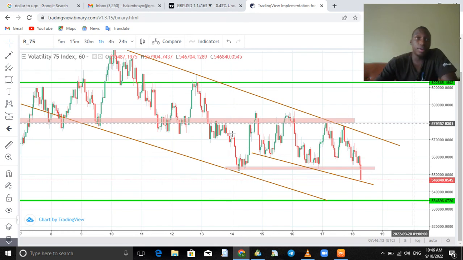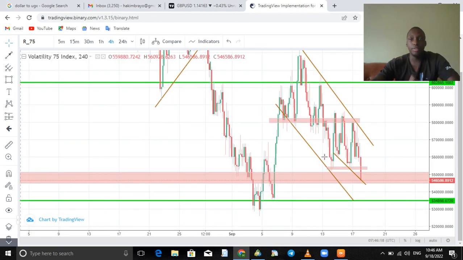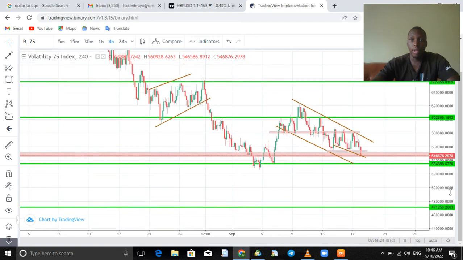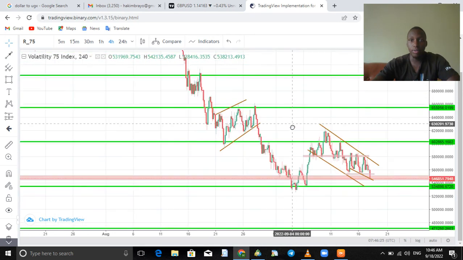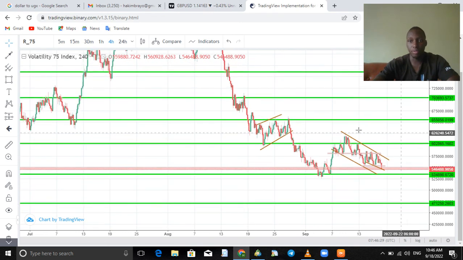Now for 75 index, wait for the confirmations to actually see where this pair will be heading. But for 75 1s, like we have advised you, we are in a buy trend on an uptrend, so focus on looking for buying opportunities.